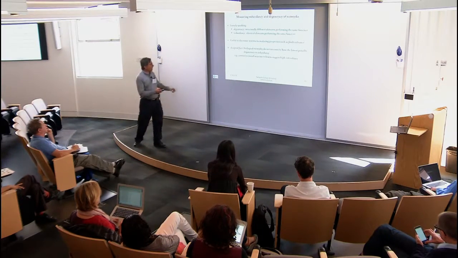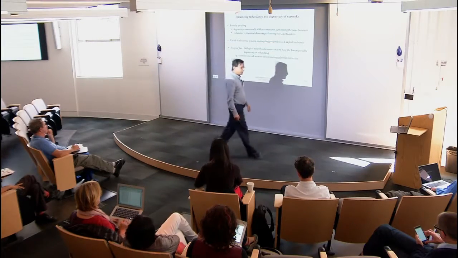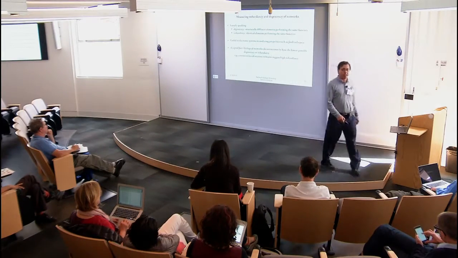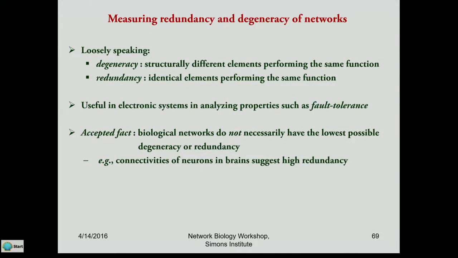And then the last thing that I want to talk about is measuring degeneracy and redundancy. If you are an electronics or electrical engineer, then you know these concepts very well. In information theory also you know these concepts. And it's also known that biological networks do not have the lowest possible degeneracy. For example, connectivities of neurons have a very high level of redundancy.